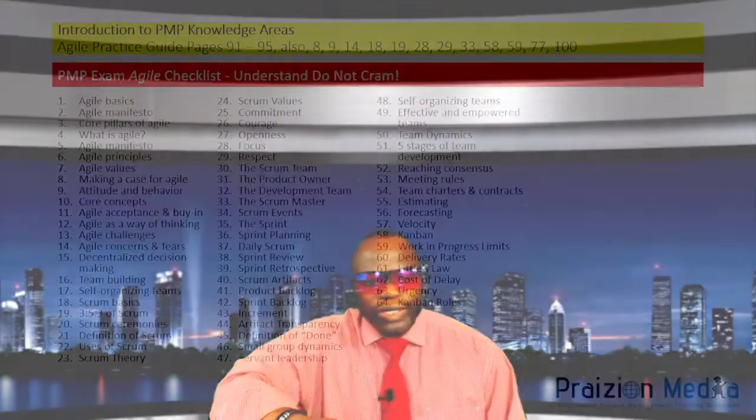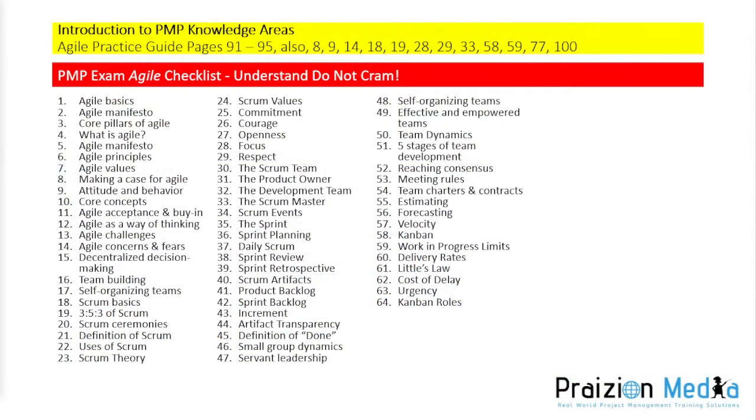The concept of the cost of delay is there is a cost for delaying certain value in the business to your stakeholders. So you don't want to delay delivering value when the cost of delaying is high. You got to figure out a way to make that cost go away or be as low as possible or negligible. All right, urgency. The concept of urgency as a product owner, you got to know that. Kanban roles, small group dynamics.